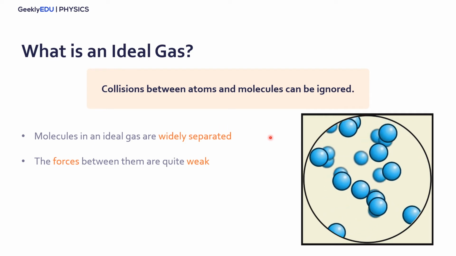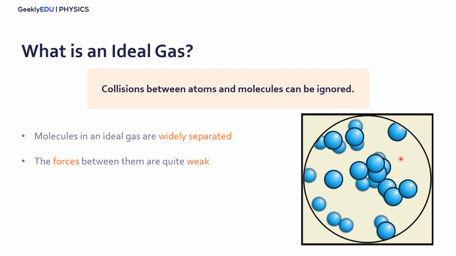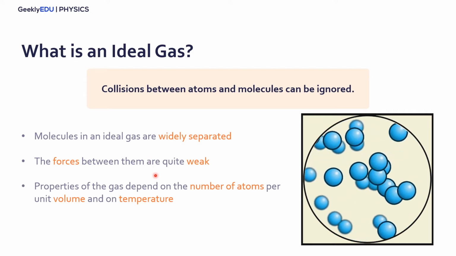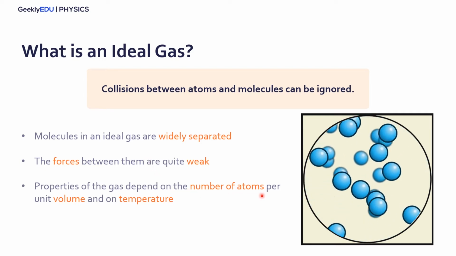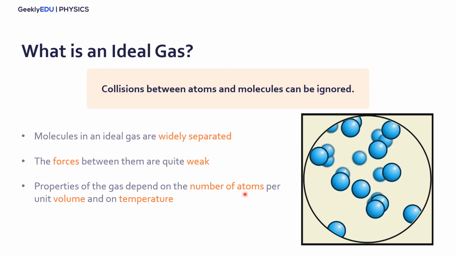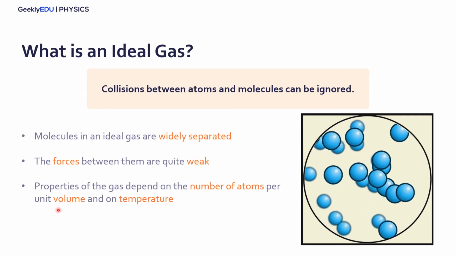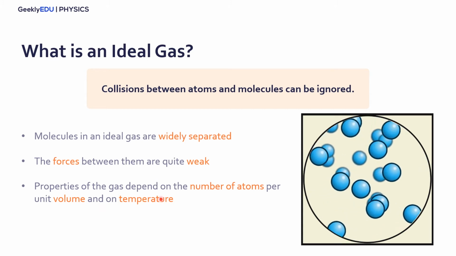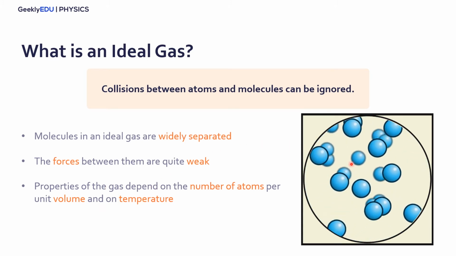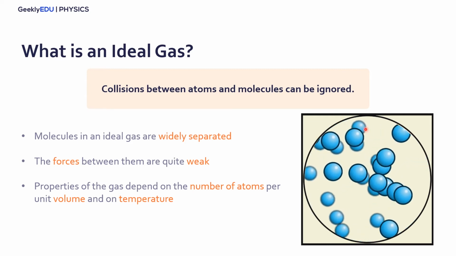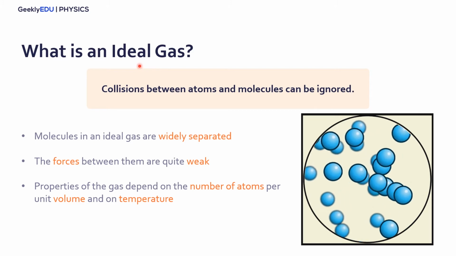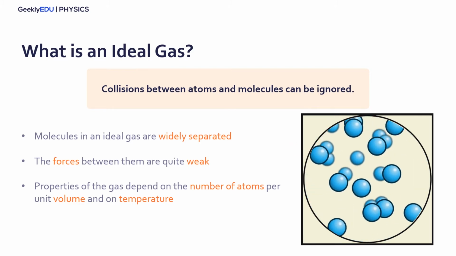Because of these assumptions, okay, for an ideal gas, all the properties depend on the number of atoms per unit volume and on temperature. So it depends on number of atoms, volume, and temperature. All the properties of an ideal gas. Okay, it makes our calculations and our problems much easier if we consider ideal gases.